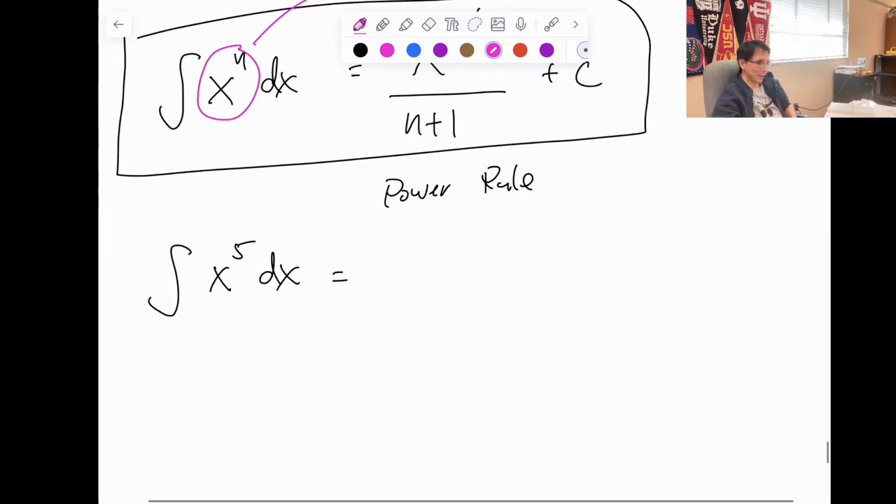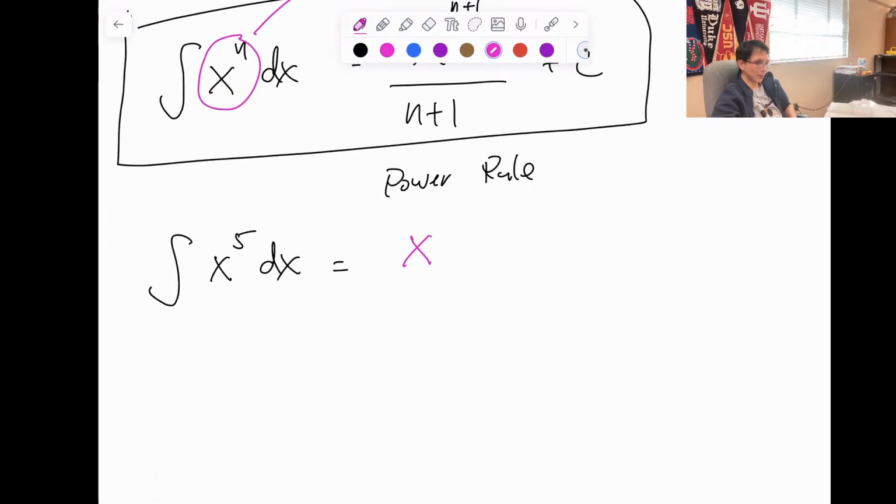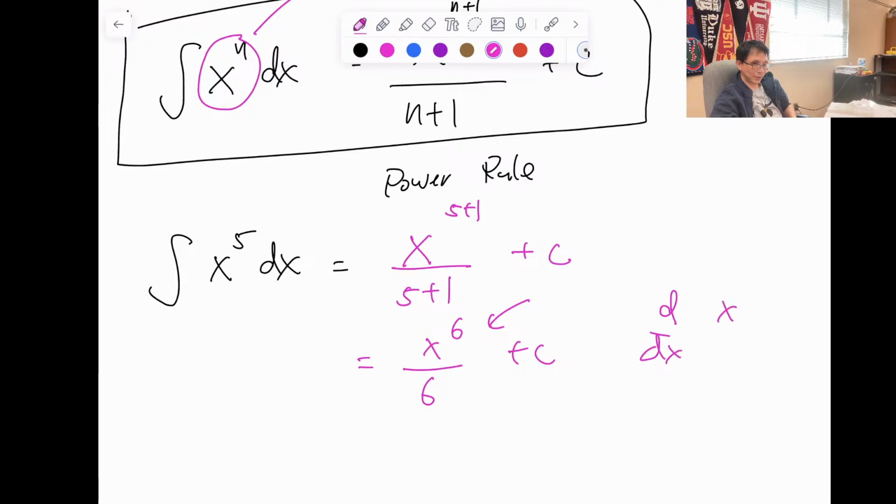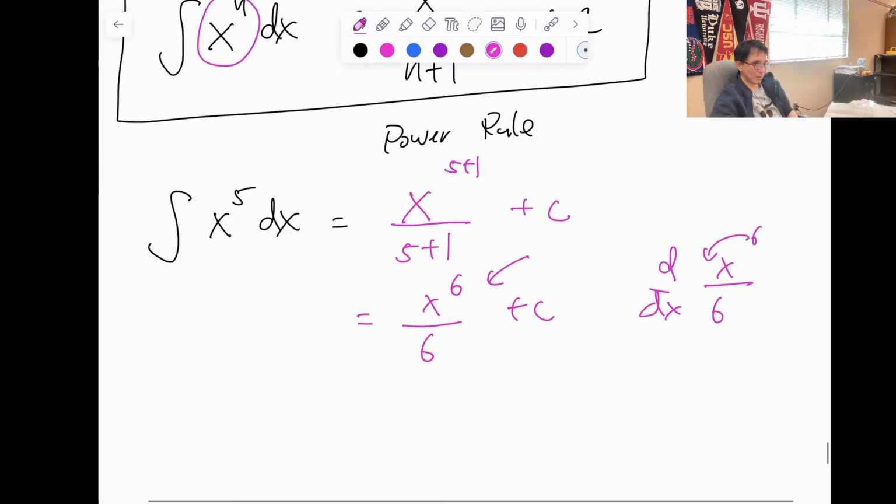Now, how do I do this? It will be x to the 6, right? 5 plus 1 over 5 plus 1. Does that make sense? So it'll be x to the 6 over 6, plus c. Now let's take a derivative of this. What's the derivative of x to the 6 over 6? Well, you take the 6 down, and you want the 6 to cancel out. Do you see that?